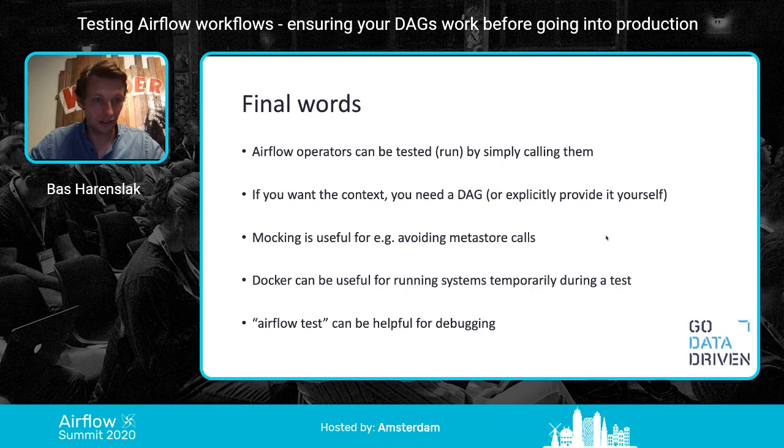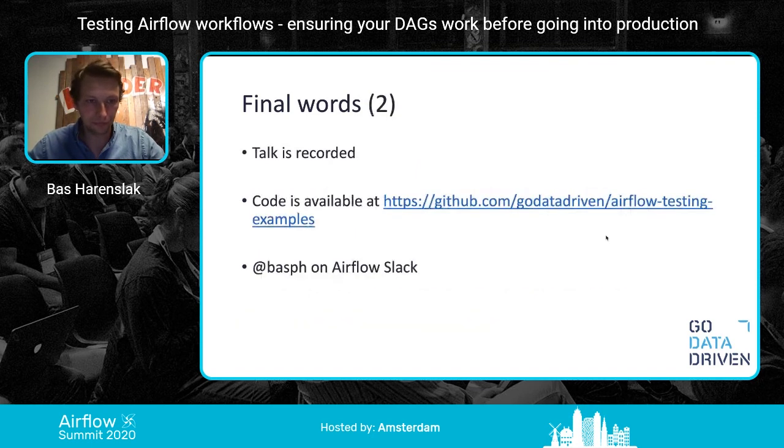A couple of final words. I see we're a tiny bit over the 45 minutes, but basically I hope in the last 45 minutes I was able to show you a couple of examples of how to run unit tests, how to run operators with context or without context, how to run it with a DAG. If you want to avoid making calls to external systems, you can use mocking. Docker is a very useful tool for basically faking real systems. Or I shouldn't say fake, but run real systems but with fake data. And airflow test can be extremely helpful for debugging.